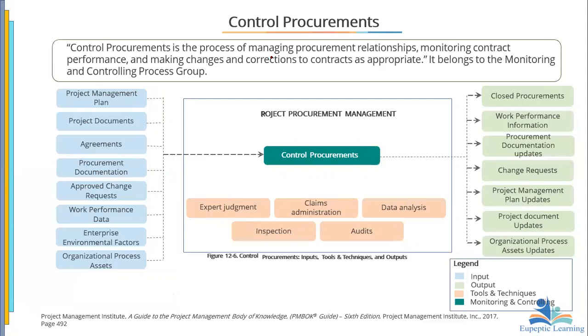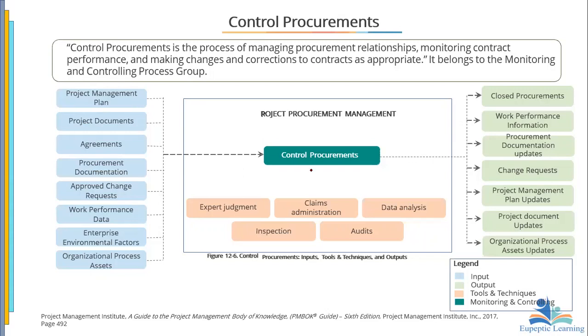Control procurement is the process of managing procurement relationships, monitoring contract performance, and making changes and corrections to the contract as possible. It belongs to the monitoring and controlling process group. I remember initially there was close procurement, but the argument is that you may have finished the project, but you wouldn't necessarily have to close the procurement or something like that. So it was taken out of the processes. So we have only 3 processes now. You plan, you conduct, and then you control.